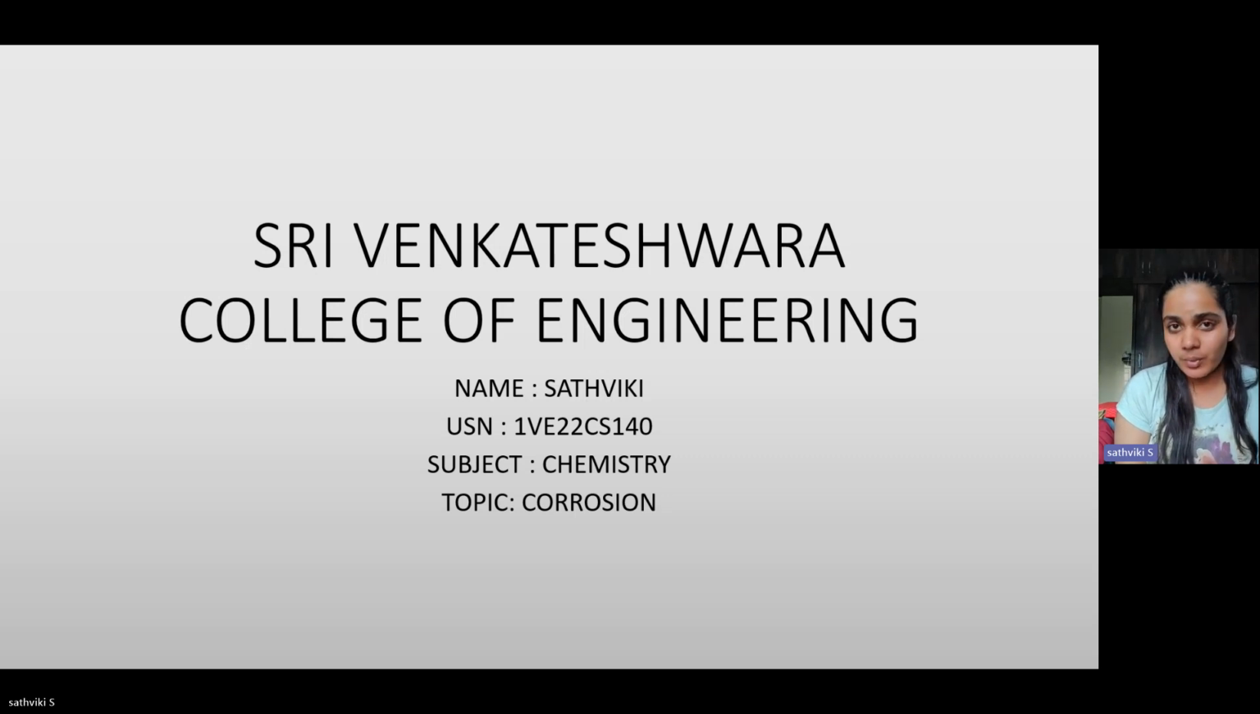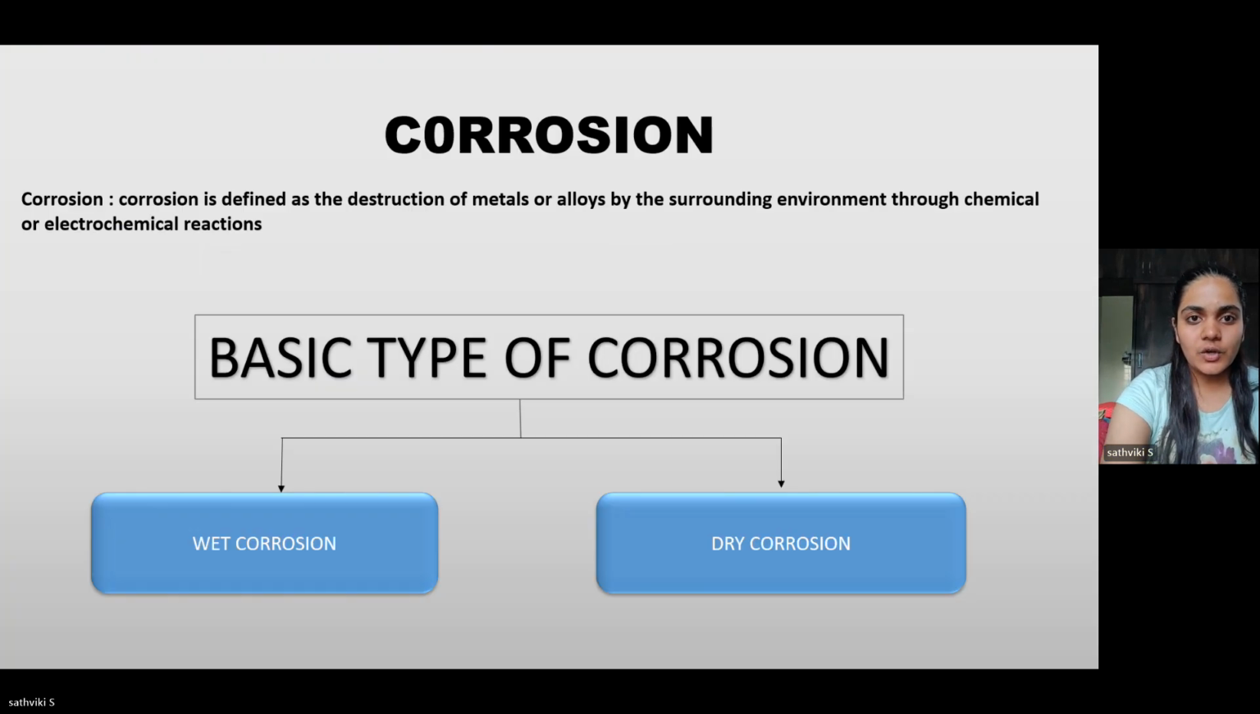In this video, we will learn a little about chemistry under the topic corrosion. Let us proceed. Corrosion is defined as the destruction of metals or alloys by the surrounding environment through chemical or electrochemical reactions.